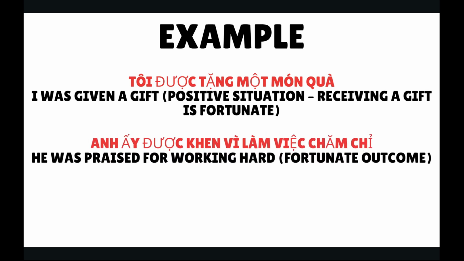He was praised for working hard. Anh ấy được khen vì làm việc chăm chỉ. This sentence shows a fortunate outcome. He was praised because of his hard work. So that's why được is applied here for the sentence.